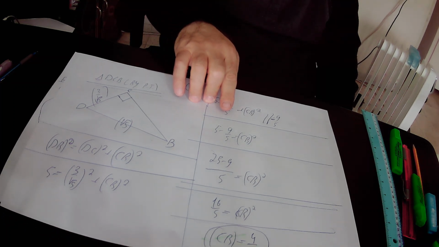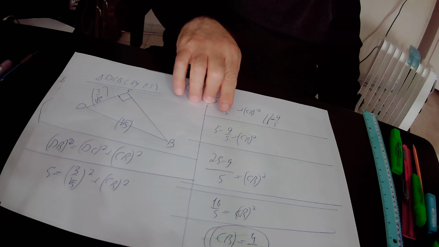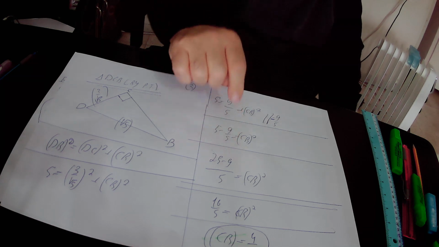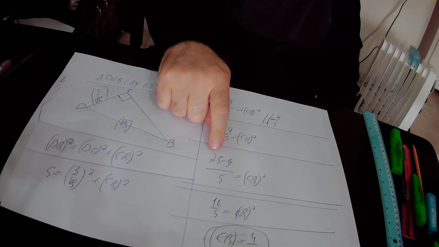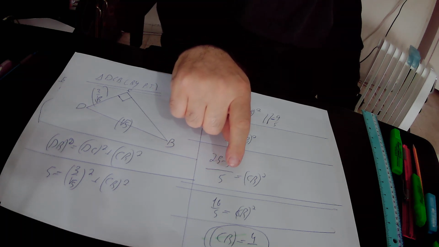Here we multiplied 5 by 5 and divided by 5 in order to overcome the factor of 9 over 5. So 5 times 5 is 25. So in total, in the numerator of this expression, we have 25 minus 9 over 5. 25 minus 9 is 16. So this expression equals 16 over 5. 16 over 5 equals CB squared.